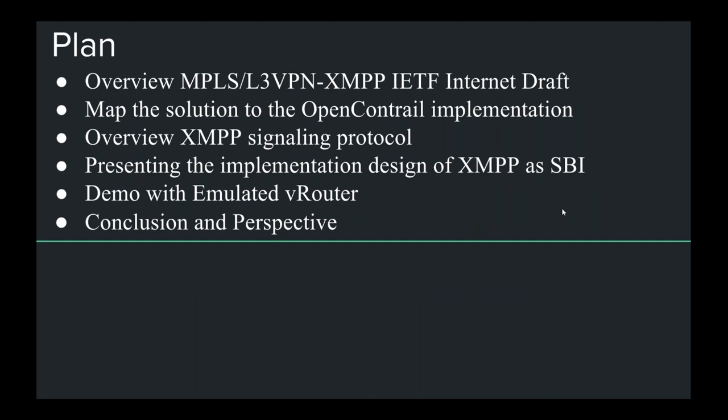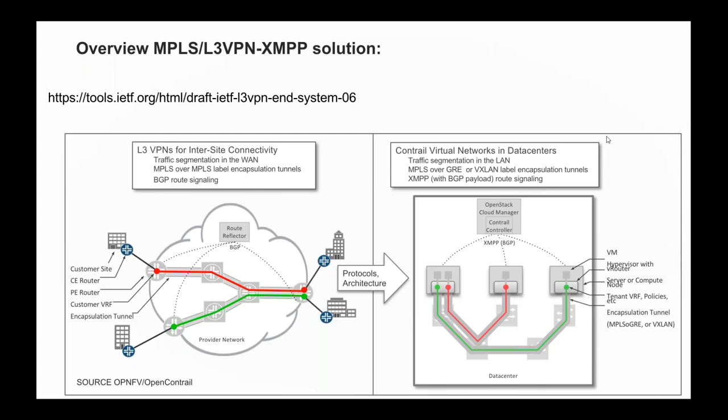Okay, there is a plan. We'll overview the MPLS IP VPN solution based on the XMPP, and we'll present the available implementation by OpenContrail, and later we will present the XMPP itself, how it works, and the implementation design as southbound interface for ONOS. With some demo and a conclusion at the end. Next slide, please.